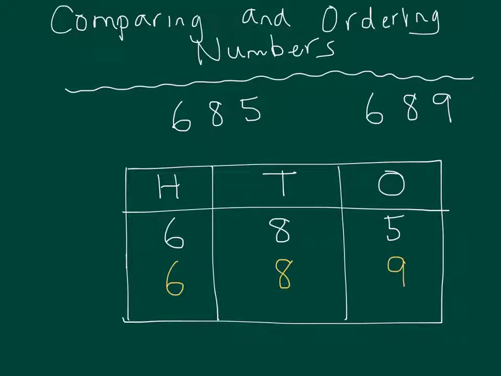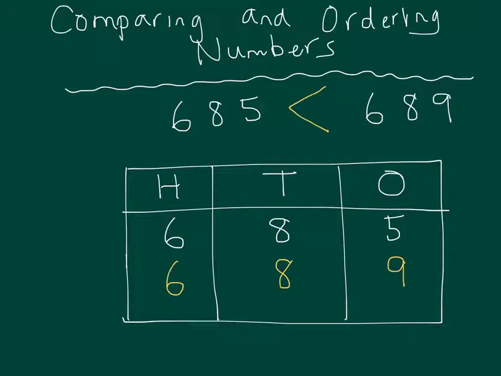So we have 689. Now you can probably see quite easily when you look this way that in the hundreds they're both 6s, so they're the same. They're equal. Tens, they're both 8. So we still can't tell which number is bigger. But finally, when we get to the ones, we can tell 9 is larger than 5. Therefore, 689 must be greater than 685, and this is the symbol that we use.